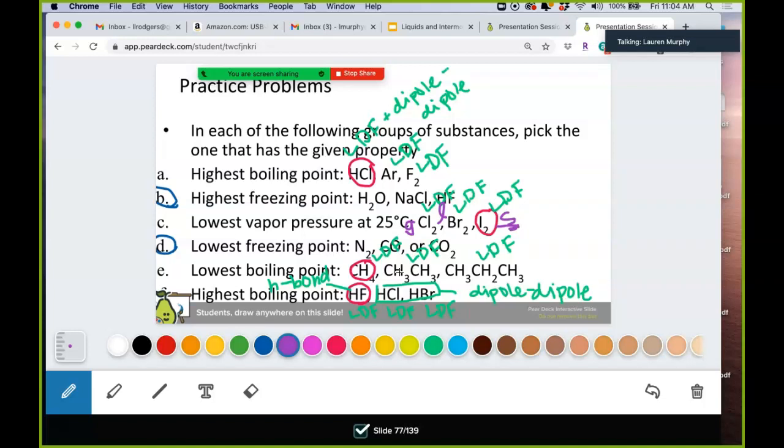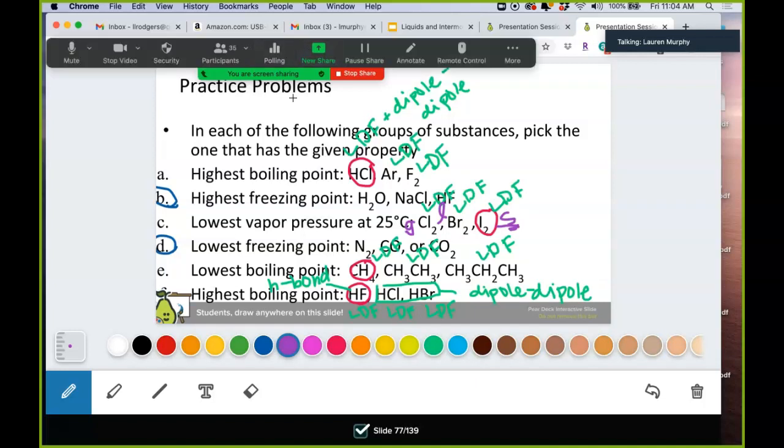And then the highest boiling point is going to be HF. HCl and HBr are dipole-dipole, but HF is hydrogen bonding. And hydrogen bonding is a stronger force in general than dipole-dipole, making HF have the higher boiling point of the three. Any questions on those before I do freezing point? Because I think freezing point can be a little bit tricky.